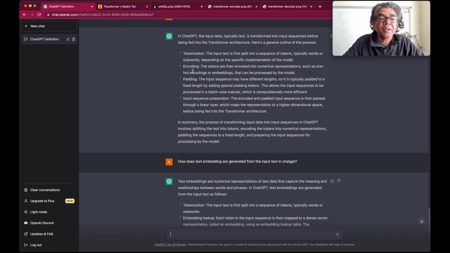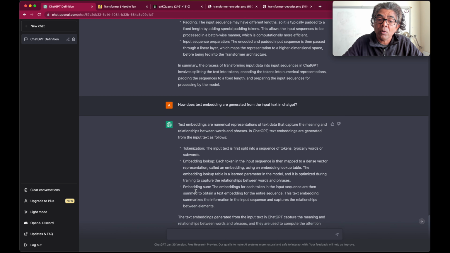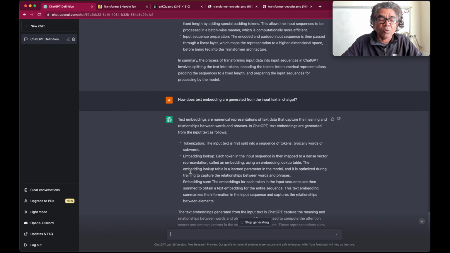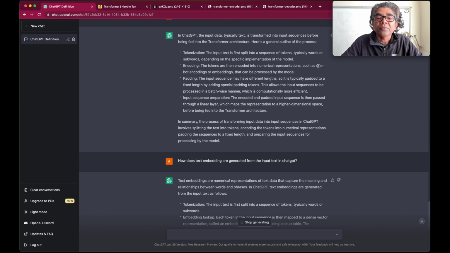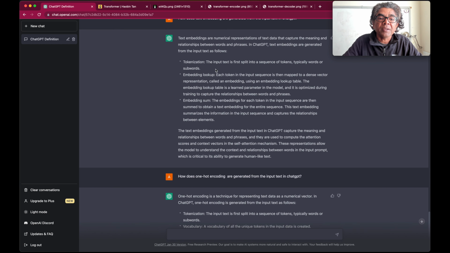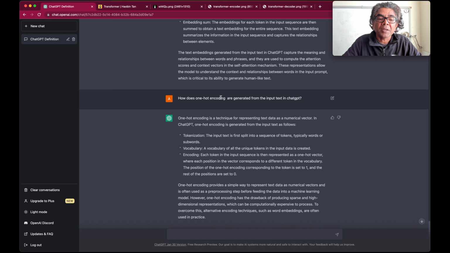So the embedding, which we talked about here during the encoding phase, has a little more detail to it. If you are looking into the one hot encoding, you can replace this. So we are asking how the one hot encoding works, because the answer is that when we are taking the tokens from the sentences and converting them to encoded numerical representations, ChatGPT is using either one hot encoding or the embedding. So here is the text embedding and here is the one hot encoding.